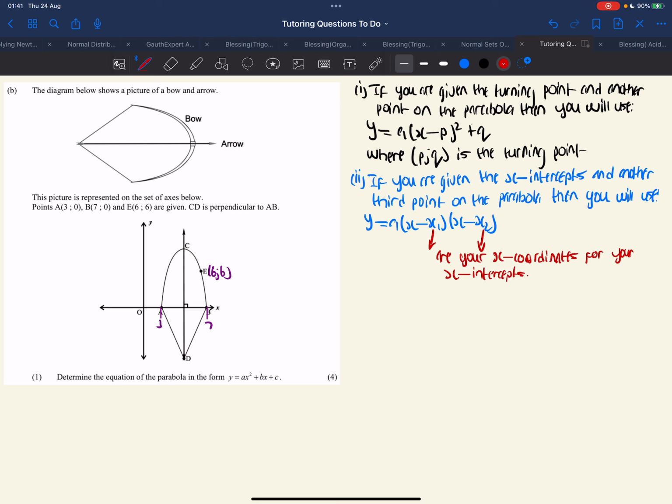so there's two ways. You can either be given a turning point and another point. If you are given the turning point and another point, then you're gonna use this equation there. That one we call the vertex form. Then this one we call the x-intercept form. Now, can you see that in this question given to us, we actually do have the x-intercepts and another third point, so we don't have to use this one. So we're gonna basically use that one, right?